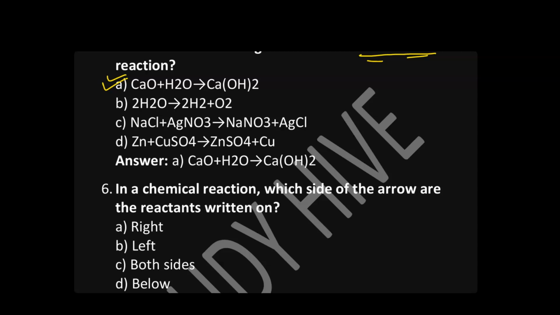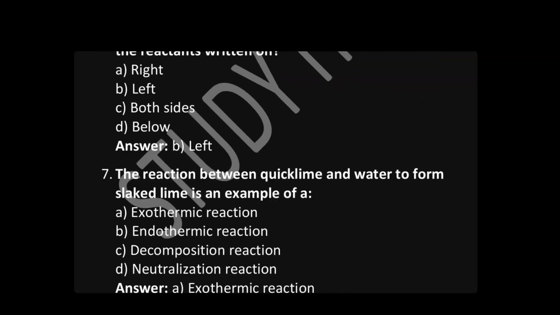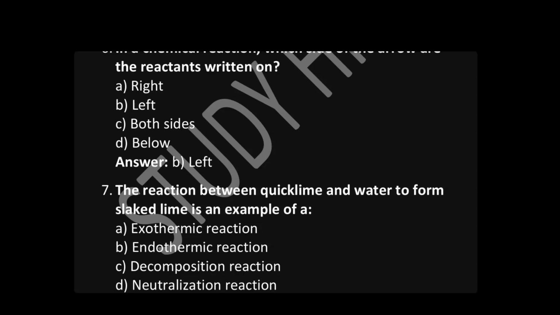Then question number 6. In a chemical reaction, which side of the arrow are the reactants written on? So we know that reactants, suppose it is X plus Y, it forms products.